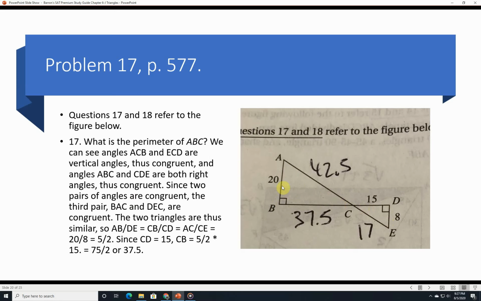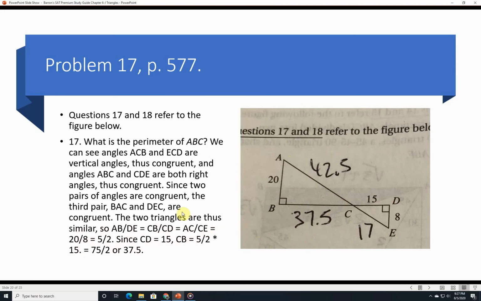What that means is AB over DE, so 20 over 8, is going to be the same as CB over CD, which is the same as AC over CE. So 20 over 8 equals 5 over 2. Since CD equals 15, then CB is going to be 5 halves times 15. So we multiply 15 by 5 halves to get CB, which is 75 over 2, or 37.5, as you can already see I wrote in my book.